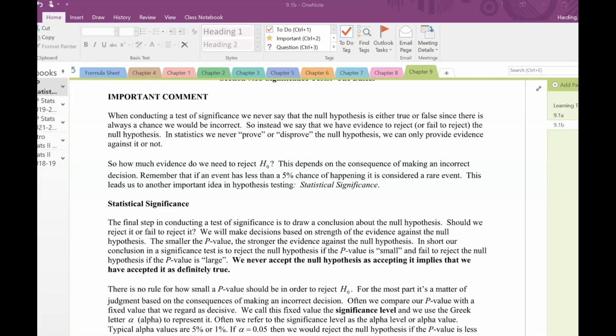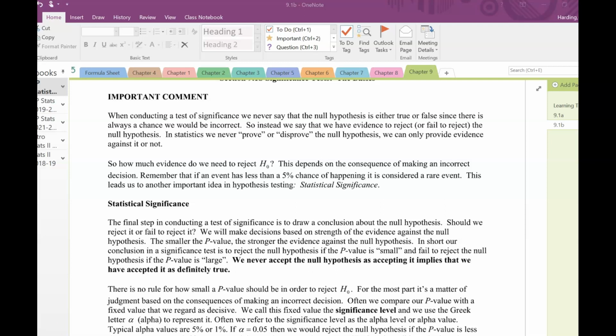Or we fail to reject. We do not have enough evidence to reject it. In statistics, we never prove or disprove definitively the null hypothesis. We only provide evidence against it or not and comment on the strength of the evidence.